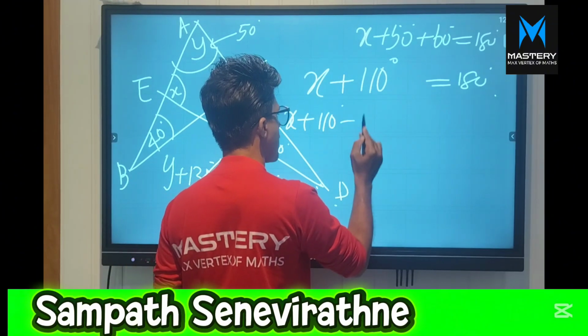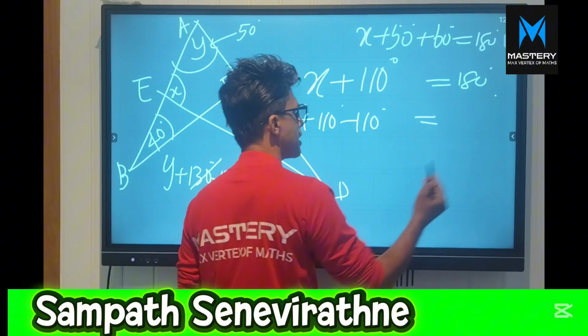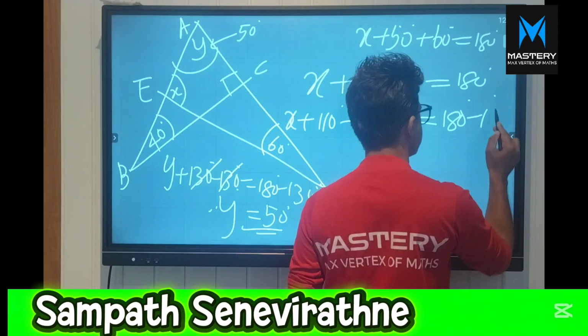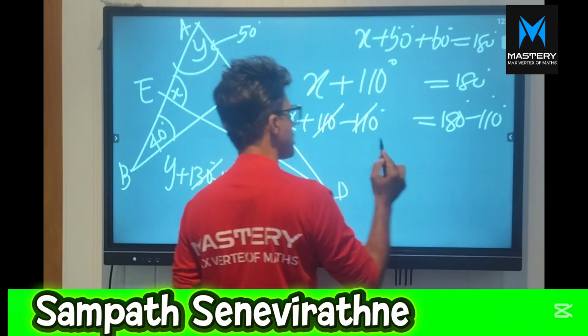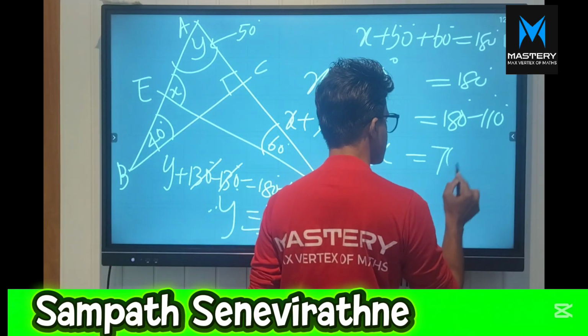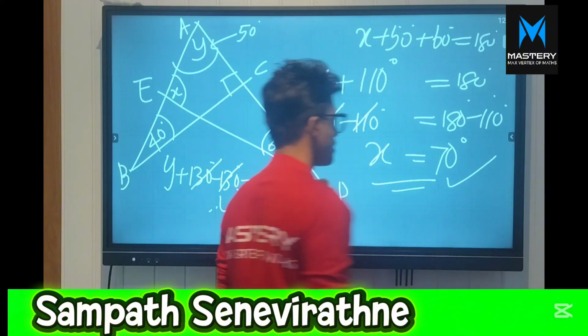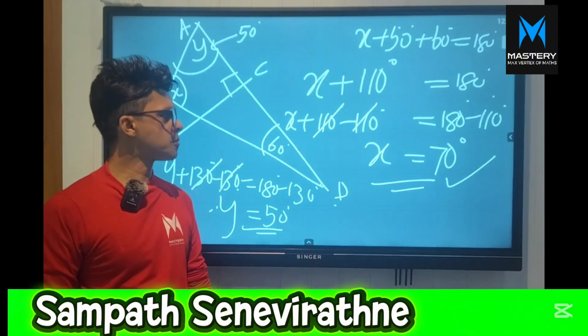That 110 minus 110 equals 180 minus 110. So x equals 180 minus 110, which is 70 degrees. The value of x is 70 degrees.